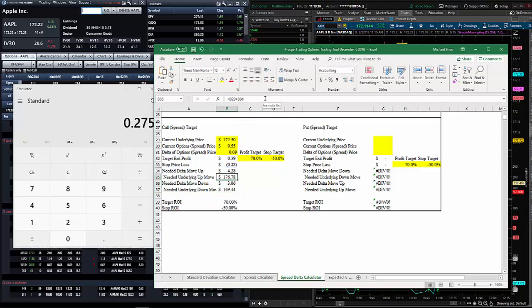which is $3.06. So we take where we got into the spread, 172.5, plus the 4.28, and that is where the theoretical price should be when we get to our target exit for profit. And if we get down to 169.44, that's going to tell us that we need to get out. Now, realize that these are approximations, because I'm not taking into consideration things like theta and gamma. It's a straight line approximation. That's why you have to continue to look at it, but it's better than nothing.